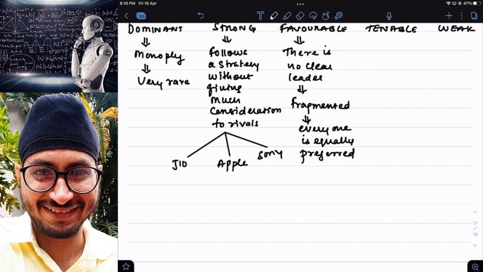Everyone is equally preferred. Let us say, for example, a soft drink industry. If Thumbs Up is not available, I will drink Coca-Cola. If Coca-Cola is not available, Pepsi is not available, Sprite is not available, 7-Up. Multiple options are there. We don't go to a particular place to buy a particular soft drink. If that particular soft drink is not available, I will drink something else. Clear?